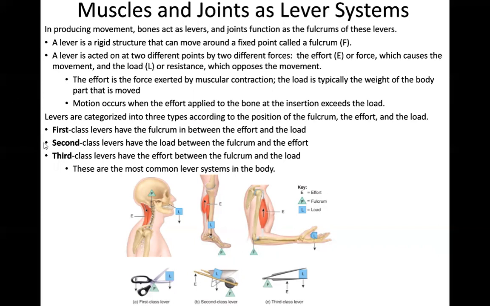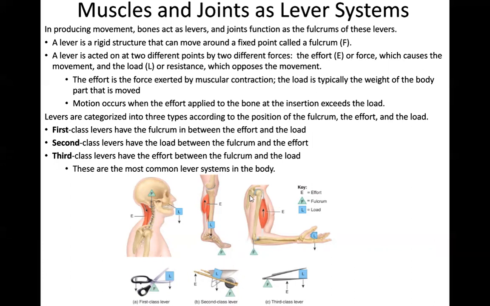The first class levers are shown here. An example is when you tilt your head back, where the fulcrum is in between the effort and the load. The effort is the back of the neck muscles that are contracting, the fulcrum is the joints in the neck that are moving, and the load is the weight of your face and skull pushing down against the effort. The second class lever system is where the load is between the fulcrum and the effort, like going up into a tiptoe position.